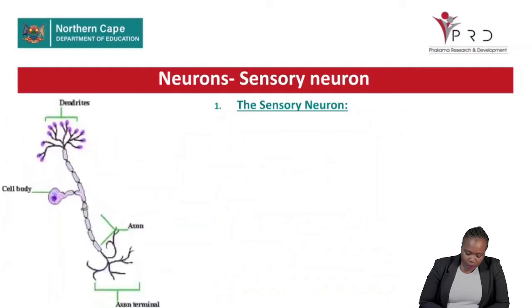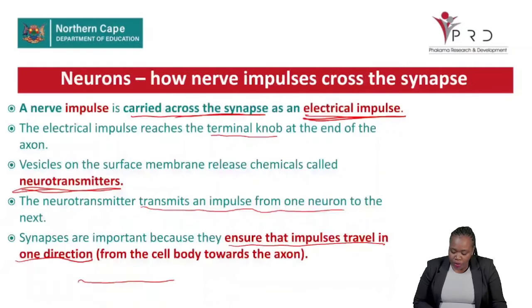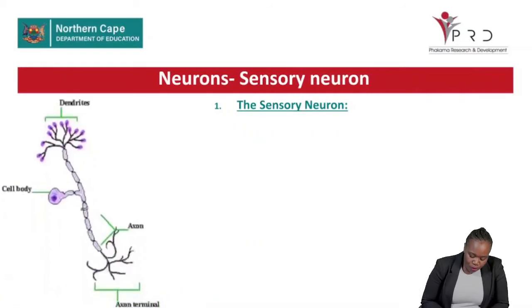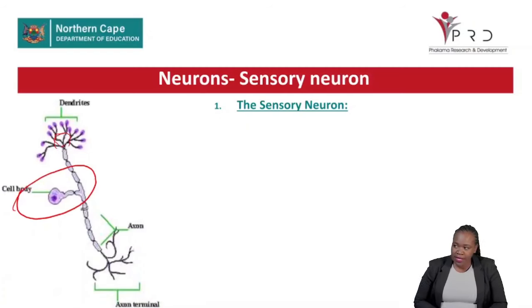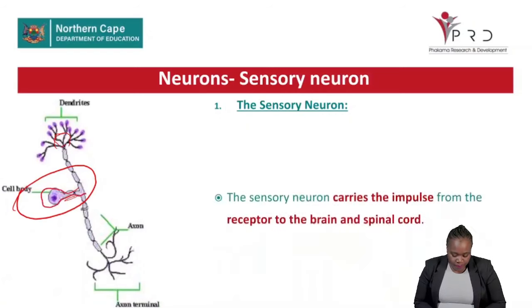So the first neuron that we have is called the sensory neuron. If we have a look at the previous neuron that we looked at, you will see that the cell body was not found in a position where we find this cell body. So the cell body of the previous neuron was found somewhere here. However, now the cell body, we say it is centrally located. So you are going to find the cell body somewhere here, whereby it is actually going to form a bit of a bump, right?